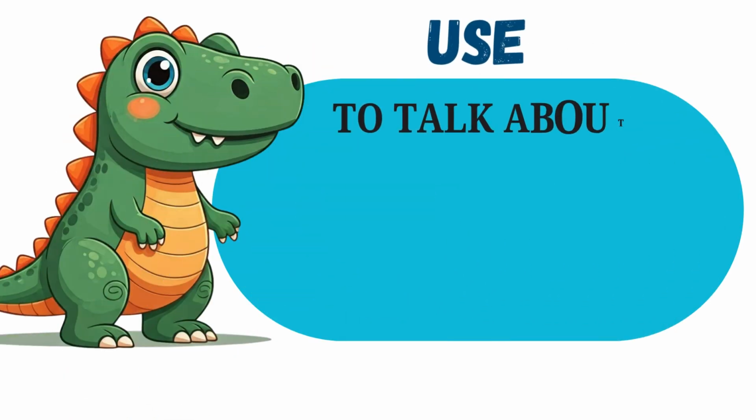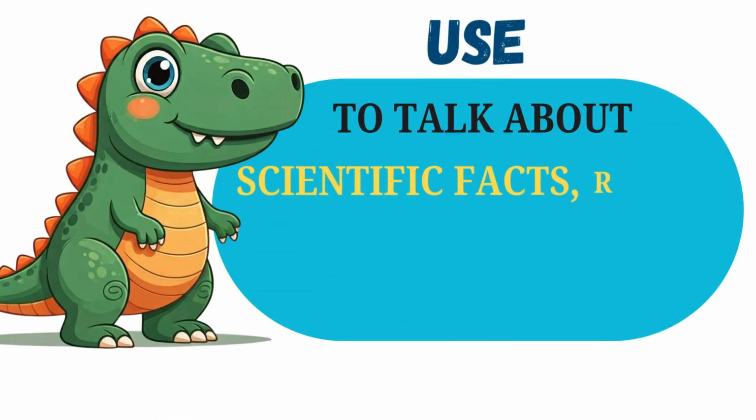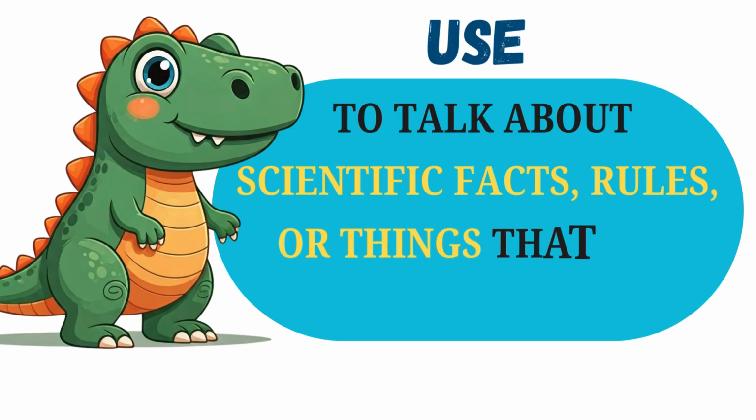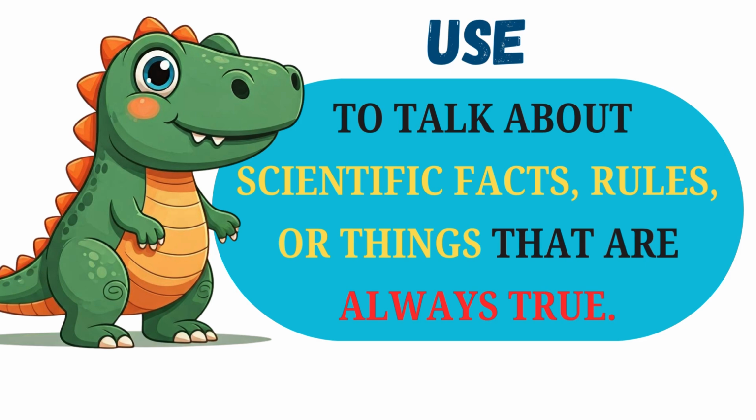We use the zero conditional to talk about facts, scientific truths, rules, and things that are always true, situations where one action always leads to another. Zero conditional sentences show a fixed result. The outcome always happens when the condition is true. There's no uncertainty or future prediction here, it's simply how things always work.